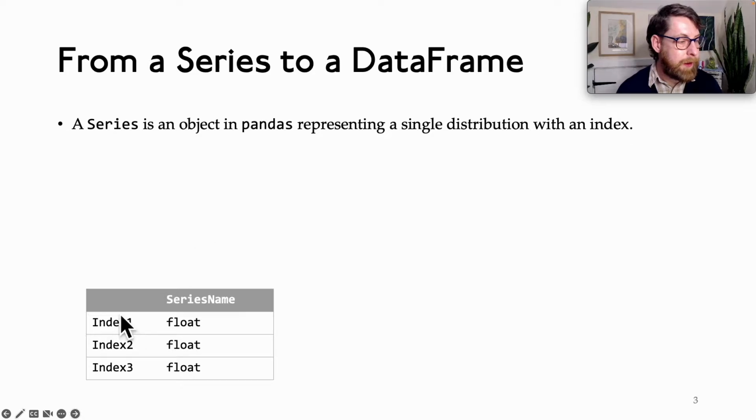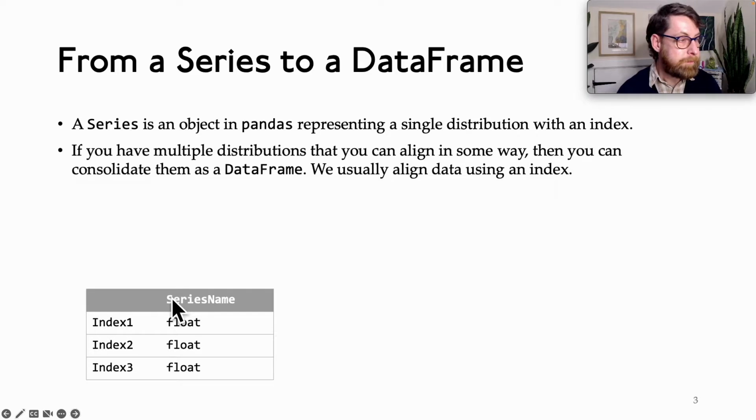Here we have the index, and this might be a float value, so 3.1214, whatever. Not a number, could be. And the series can have a name as well. It doesn't have to have a name, but you can assign it one.